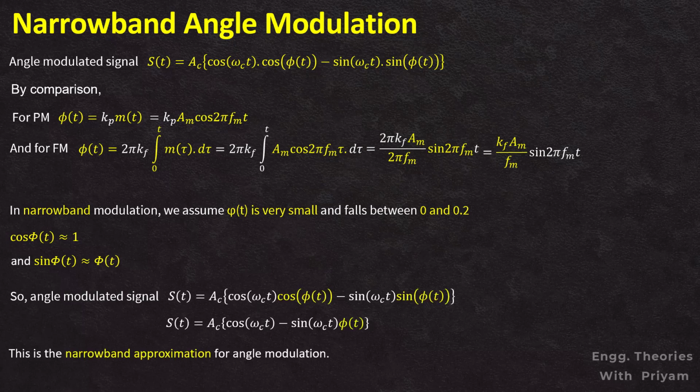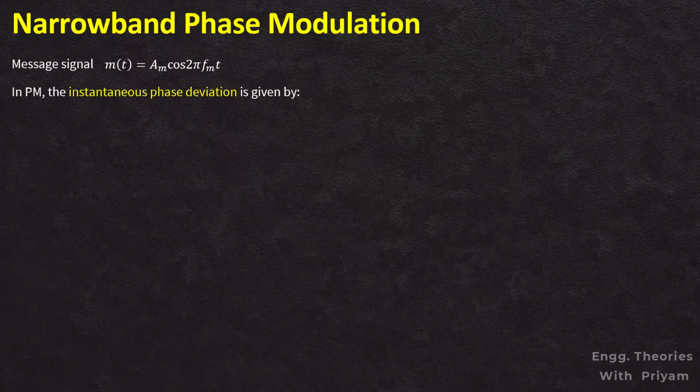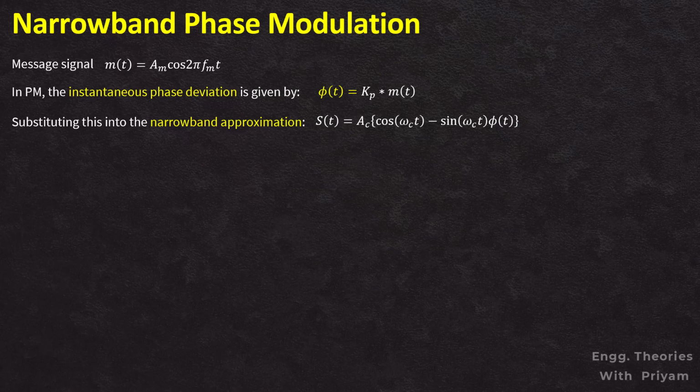Now let us understand the effect of this angle modulation from single-tone modulation. Consider a single-tone modulating signal m(t) is equal to Am cos 2π fm t, and for the phase modulation, the instantaneous phase deviation φ(t) can be given by kp into m(t). Now we will substitute this value of φ(t) in the equation of narrowband angle modulation, and then s(t) can be written as s(t) is equal to Ac into [cos ωc t minus sin 2π fc t and kp into m(t)].